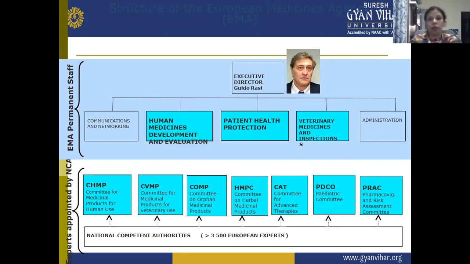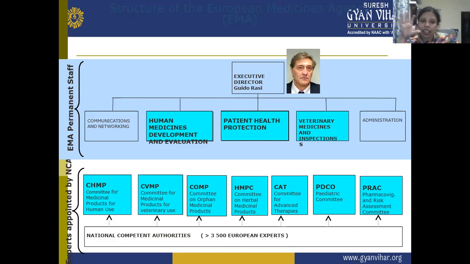So the structure of EMA includes the executive director. Other than the executive director, there are some EMA permanent members and some expert appointed members. In the permanent members, the executive director is there. Other than that, the directors of different agencies are there: the head of communication and networking, the head of human medicines development and evaluation, the head of patient health protection, the head of veterinary medicine and inspection, as well as the head of administration. So these are the EMA permanent staff members. Okay, 6 we can say: 1 is the executive director and 5 others.